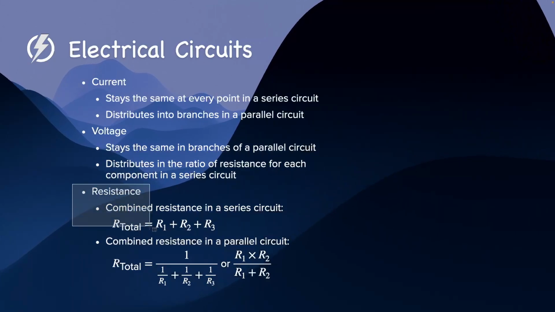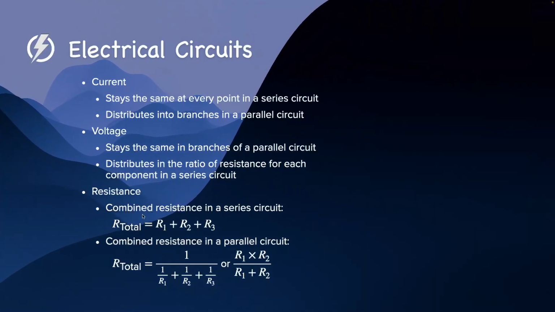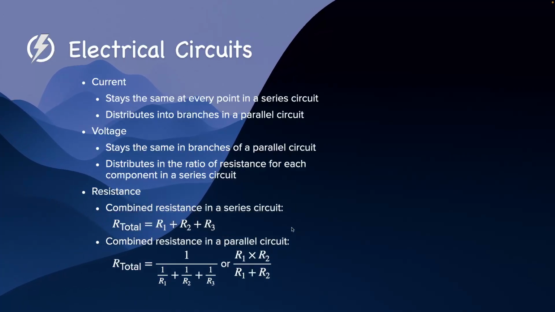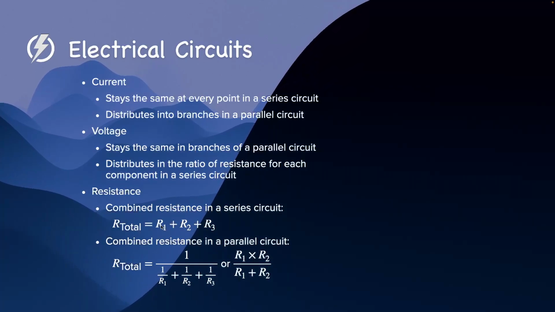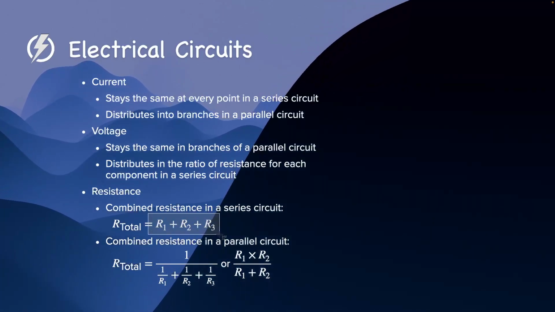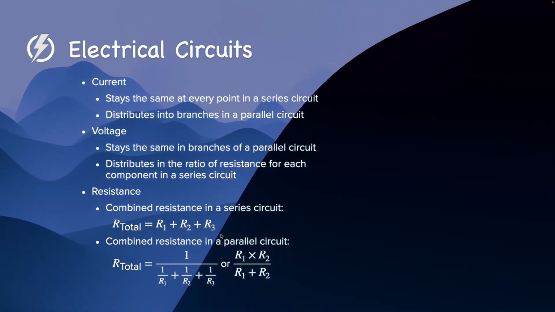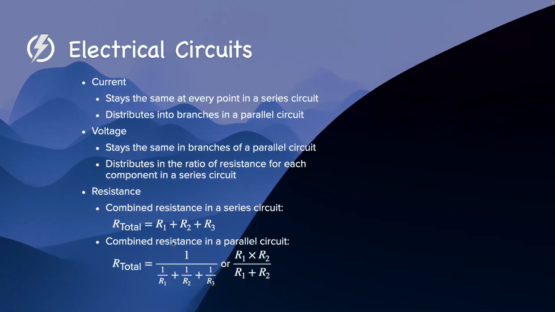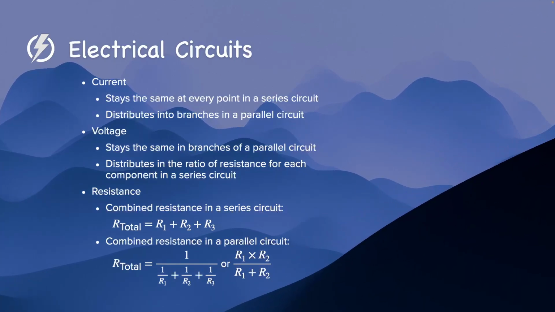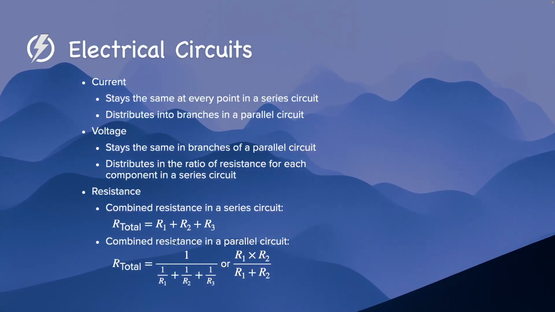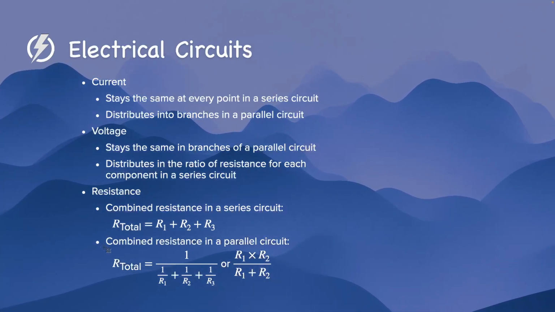Resistance changes in a very special way as you go from series circuit to parallel circuits. In the series circuit, the total resistance is just the sum of the resistances of each of the components in that series. But in a parallel circuit or across multiple branches, the combined resistance of all of those branches can be calculated using this formula.